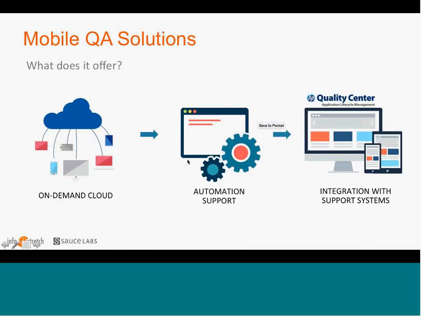Now, what things should you keep in mind when you are selecting a cloud-based solution? First off, it should be an on-demand cloud. It's for distributed access. It should be cost-efficient. Team engagement: it should support different automation tools, Selenium, Appium, as well as have architecture support in terms of plugins. And it should have plugins to integrate with your support systems which currently exist within an organization.